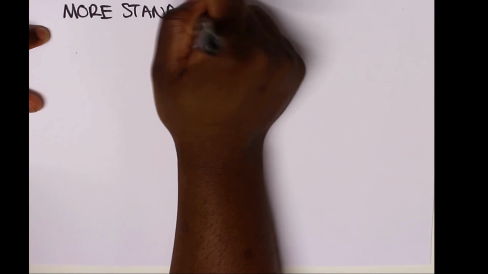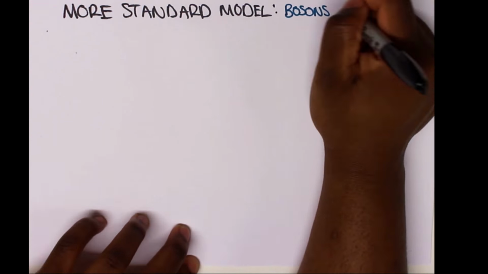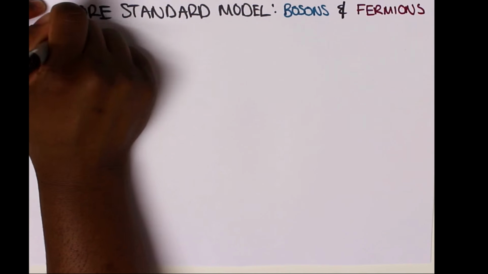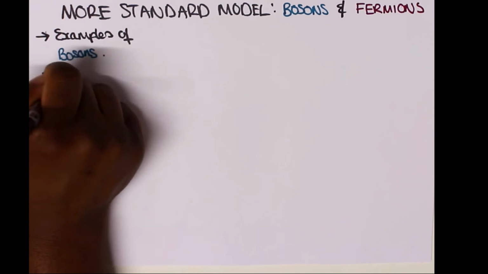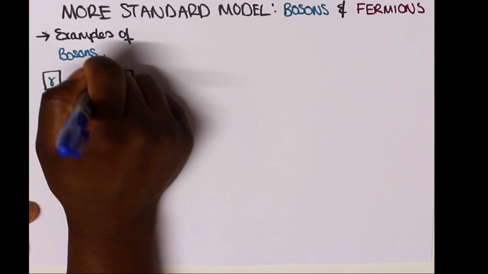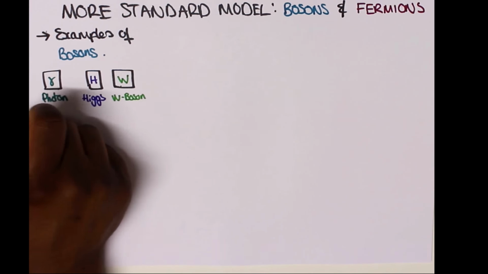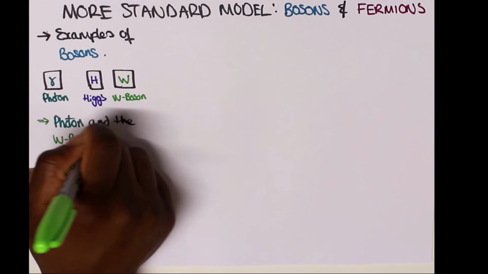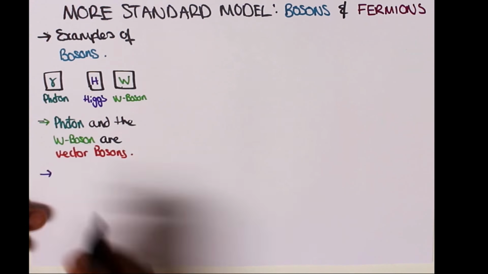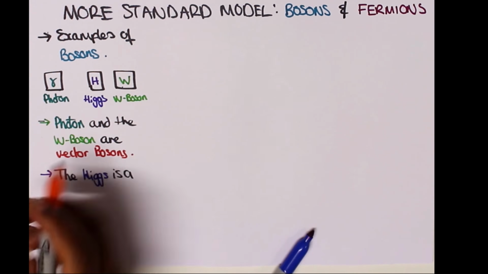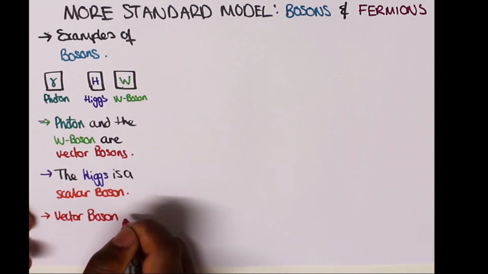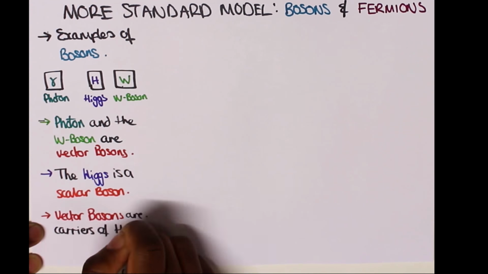Let's expand further on the elements of the Standard Model and begin by elaborating on bosons and fermions. Let's look back at some examples of bosons, like a photon, a Higgs boson, and a W boson. The photon and the W boson are examples of vector bosons, while the Higgs boson is an example of a scalar boson. This classification is based on something called the spin of these particles.